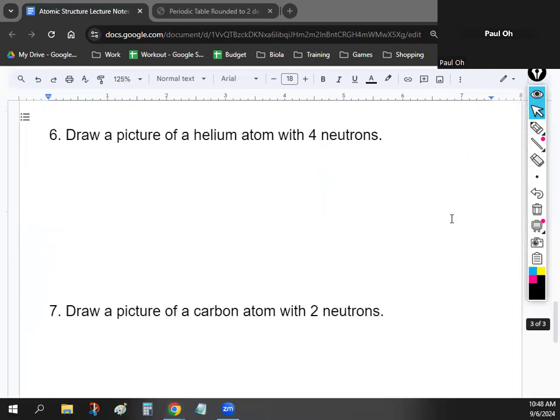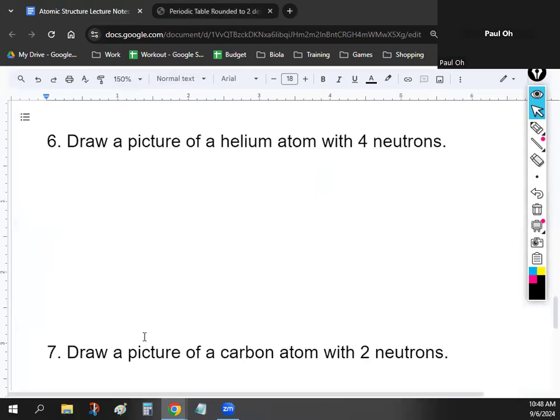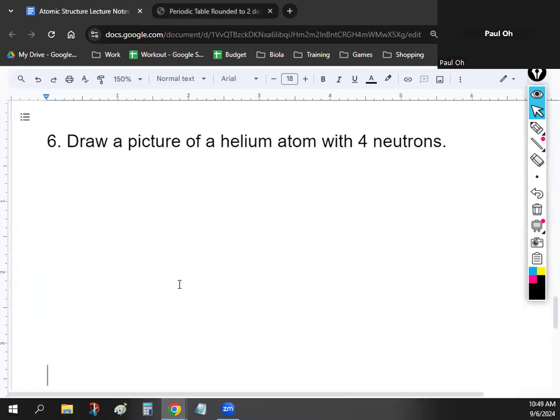All right, so we're going to do one last problem. It's going to be number 6. What we're going to do for this problem is draw a picture of a helium atom with 4 neutrons. So on your paper, I want you to write number 6, and we'll label that we're talking about a helium atom. And helium is He.